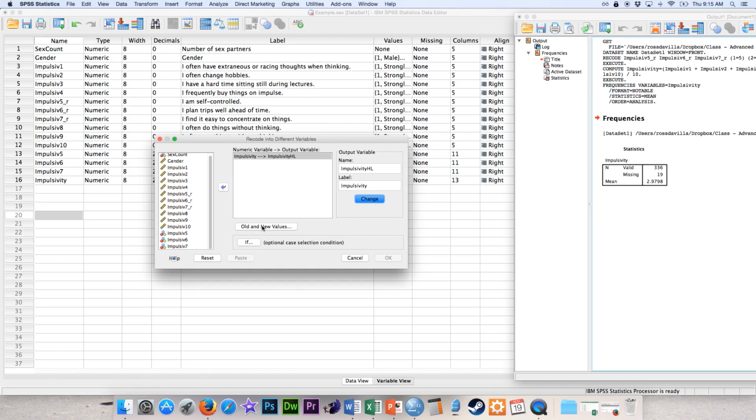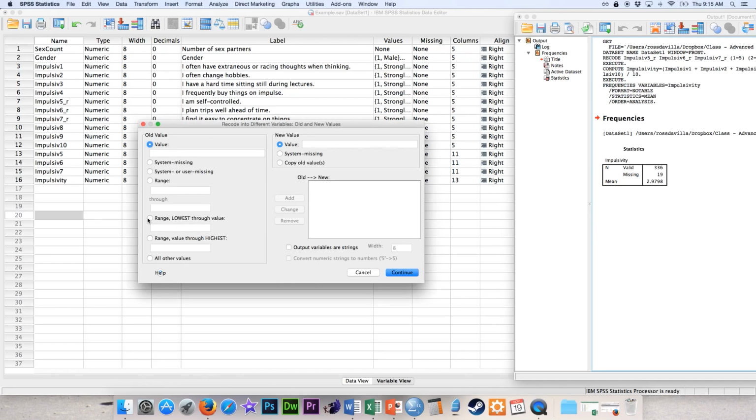And under Old and New Values, what you're going to do is go Range, lowest through this value. And for this, go ahead and take whatever number you have as a mean to be your lowest. So in this case, we'll round it up to 2.98. And we're going to convert this into a 1. 1 is going to end up being our low group. So if you look at this, it says the lowest value through 2.98. We're going to convert all that to 1.